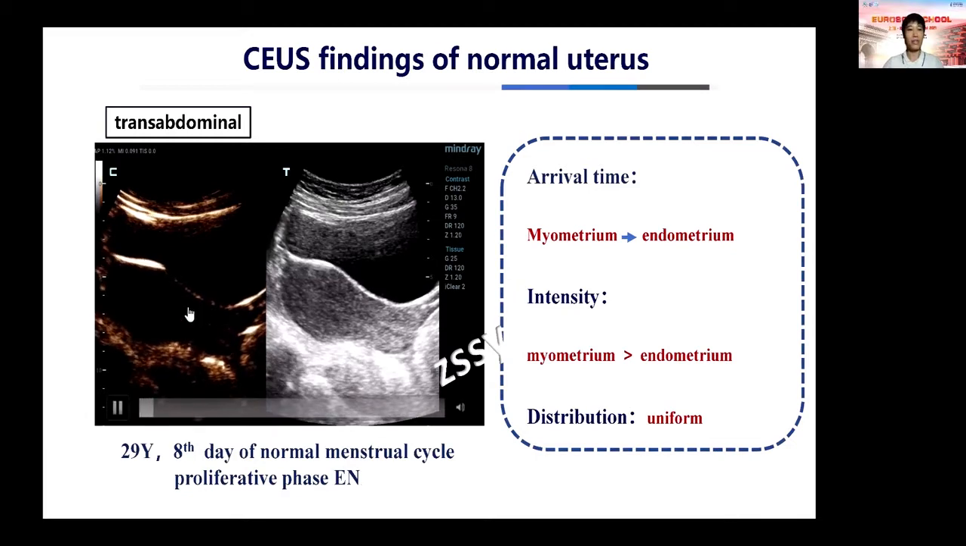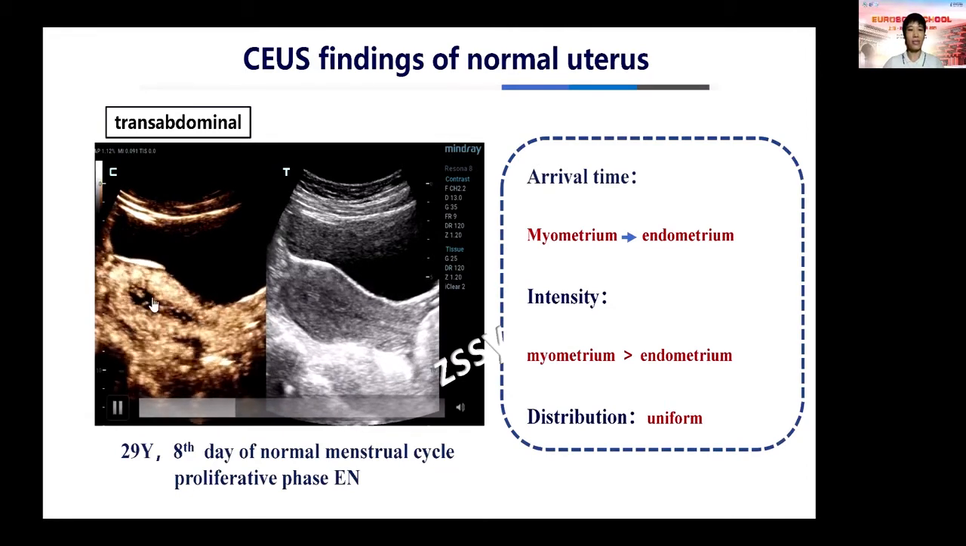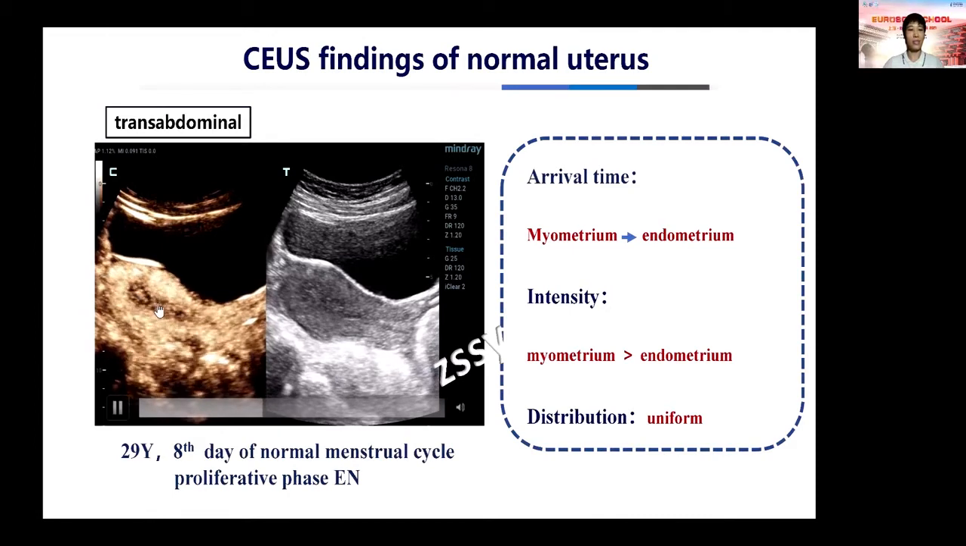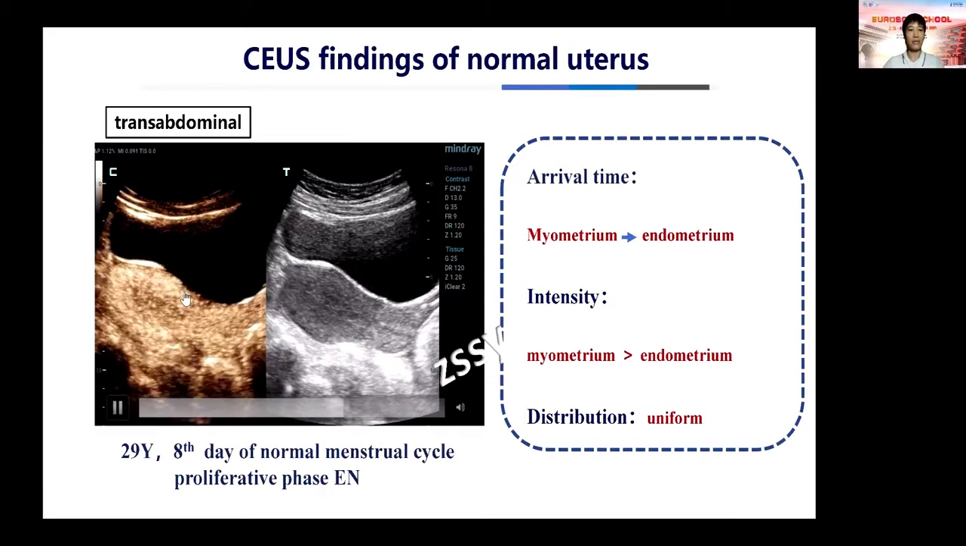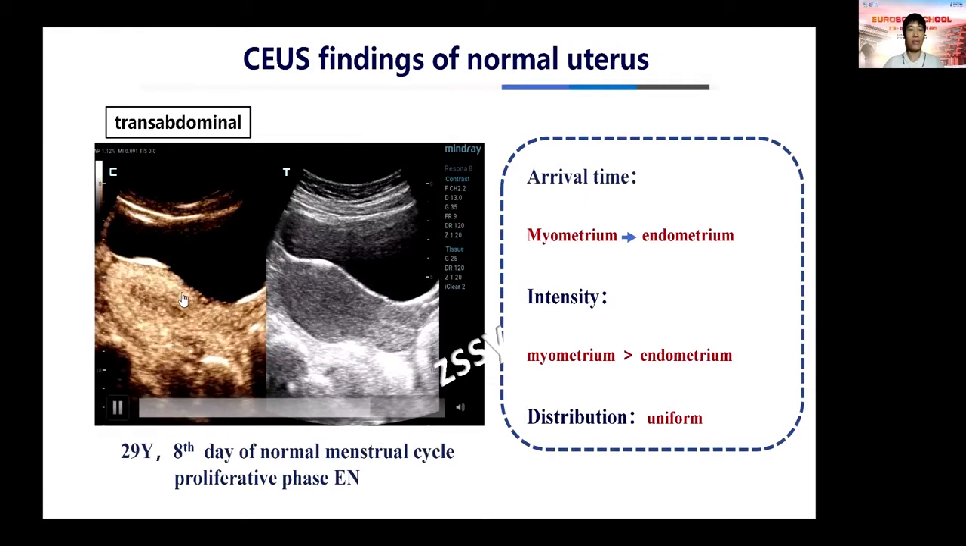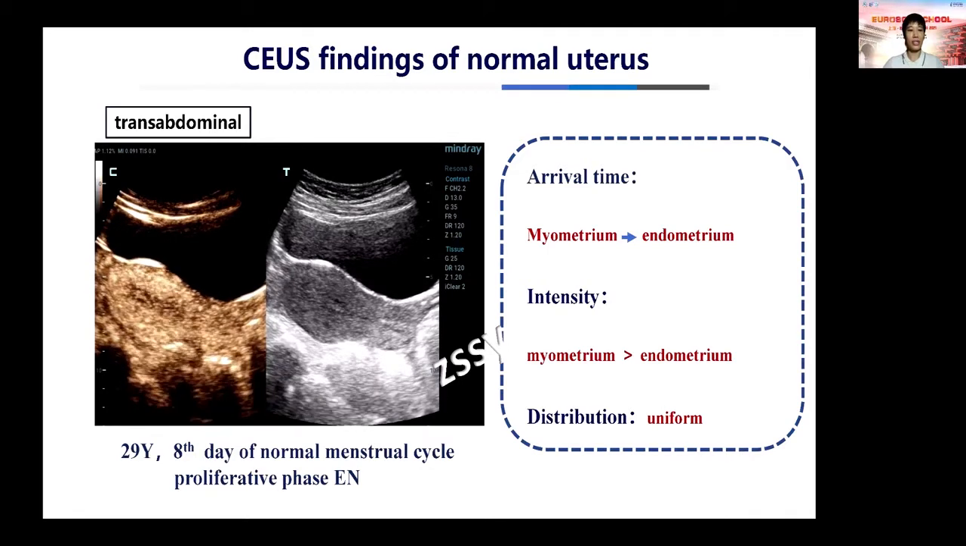From the image, we found that the sonoview reaches the myometrium first and then gradually spread into the endometrium. At the same time, we found the signal intensity of the myometrium is higher than that of the endometrium. The agent is evenly distributed in both of them.